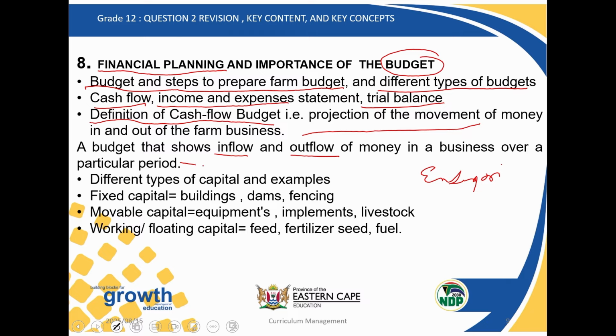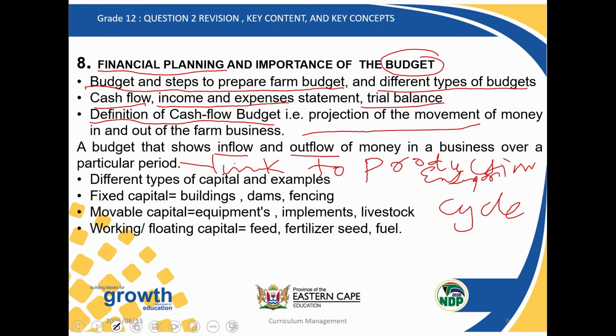And you must link this budget, link it to the production cycle. You have your production cycle. So your production cycle must be linked to how your budget has been planned, your inflow as well as your outflow.